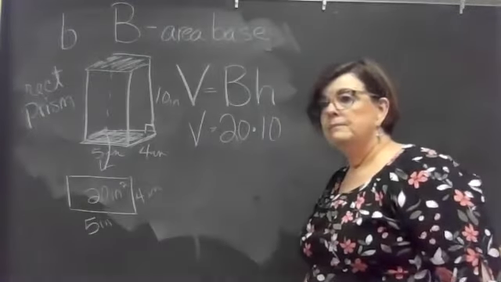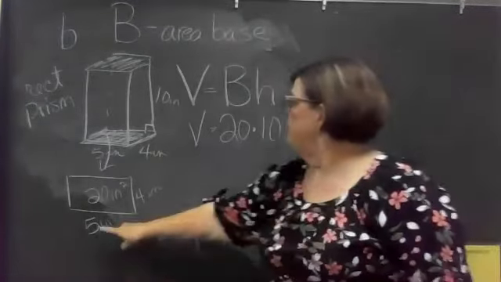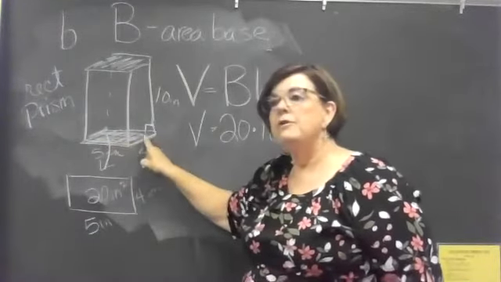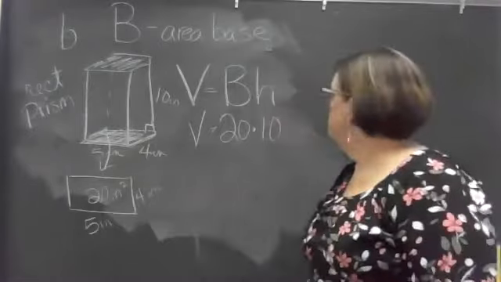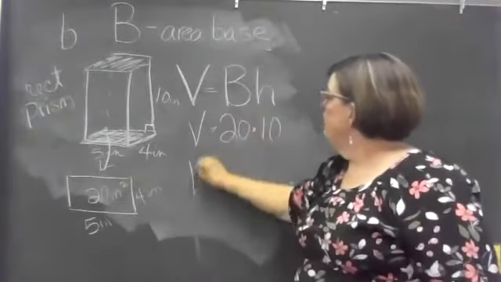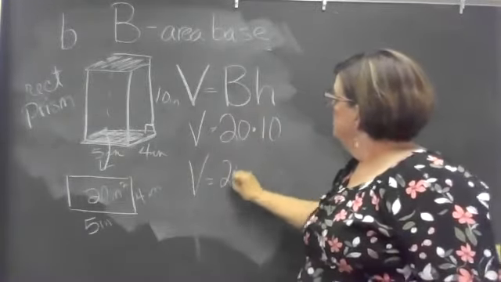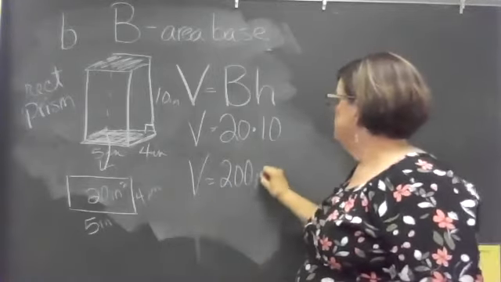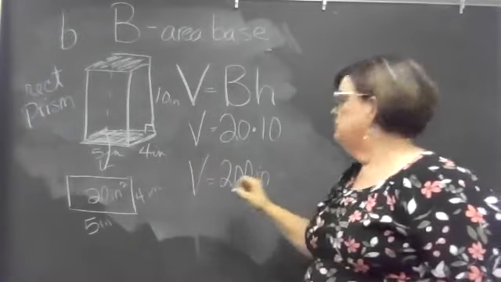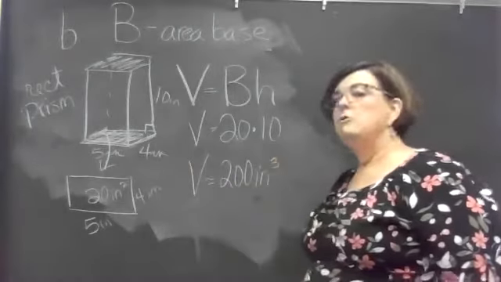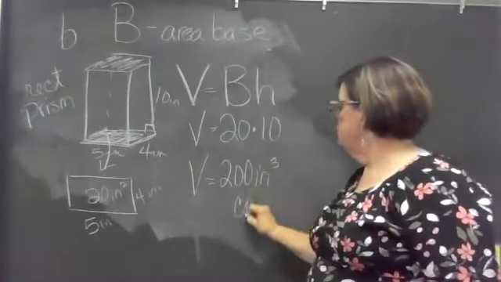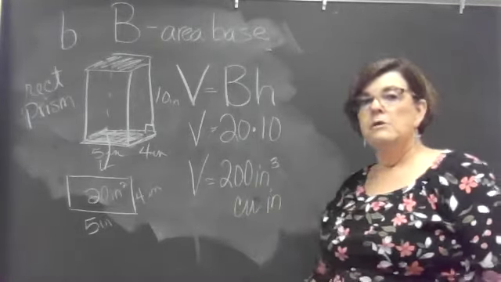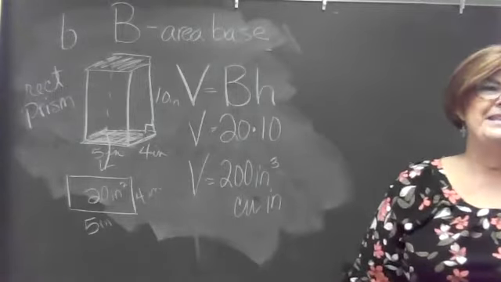inches. Where'd you get the 20? I did 5 times 4. This is the base. Got it. 5 times 4. Okay. Length times width. Okay, the area of the base. So the volume now is 200. We're working with inches, and volume is cubed. You may also see it written as cubic inches. All right?